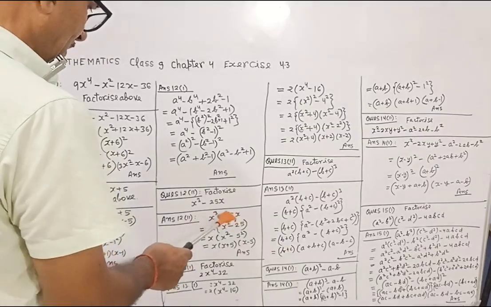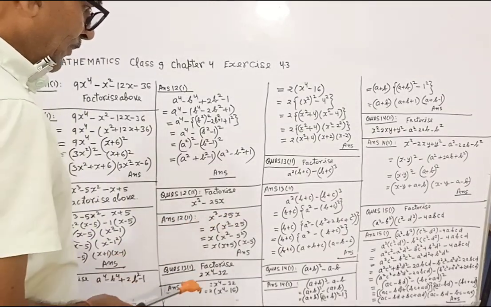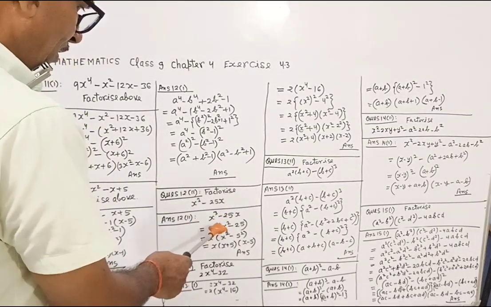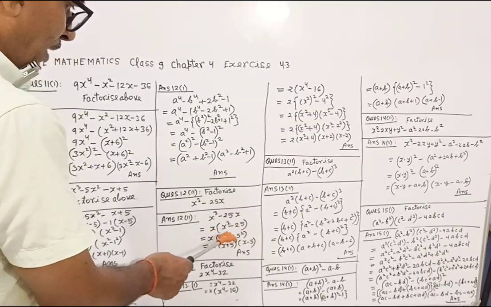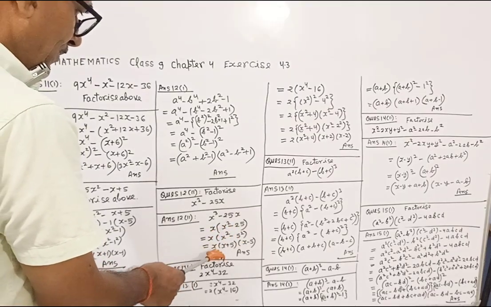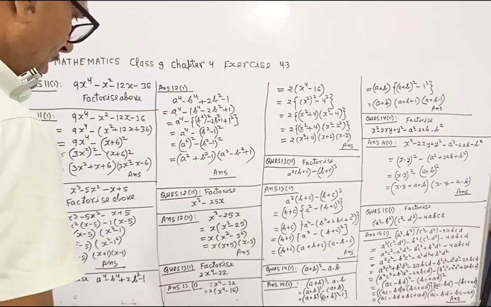Question 12 second: factorize x^3 − 25x. Answer 12 second: x^3 − 25x = x(x^2 − 25) = x(x^2 − 5^2) = x(x + 5)(x − 5).